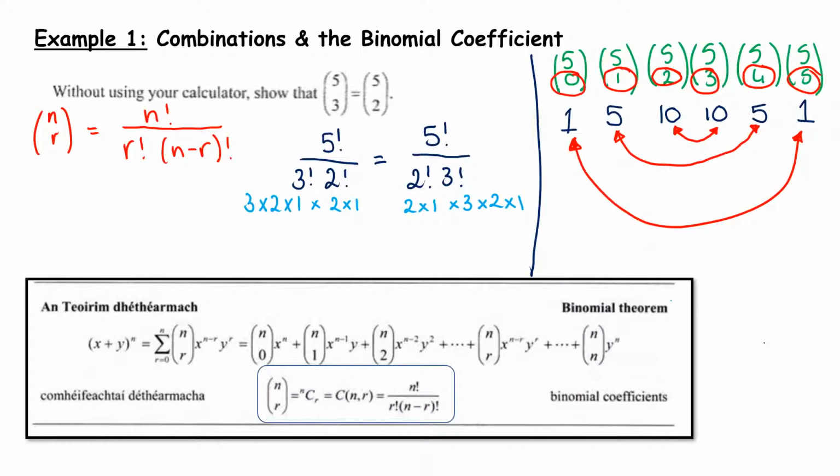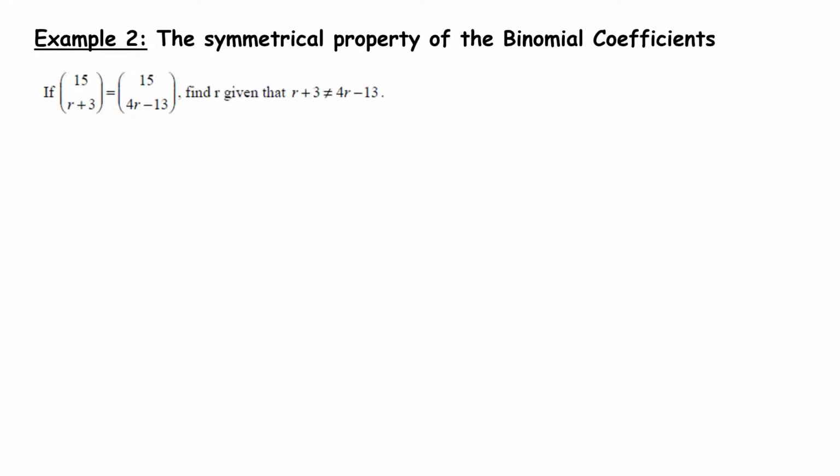Now, as we work with the binomial expansion, you're going to recognize this more and more, but it's important as we move to the next example that you have this idea of the symmetrical property. So, if 15 choose r plus 3 is equal to 15 choose 4r minus 13, find r given that r plus 3 does not equal 4r minus 13.